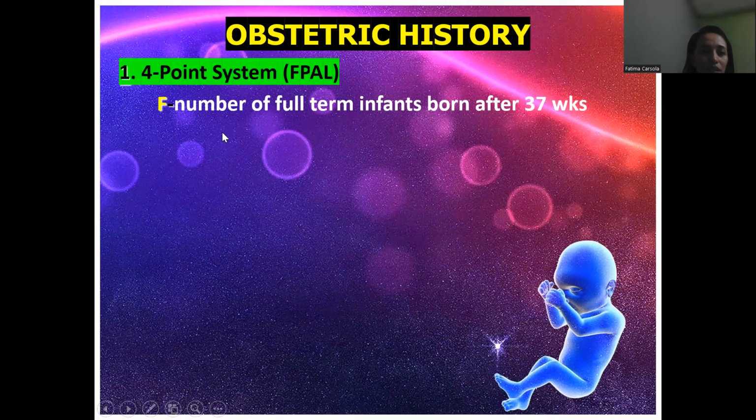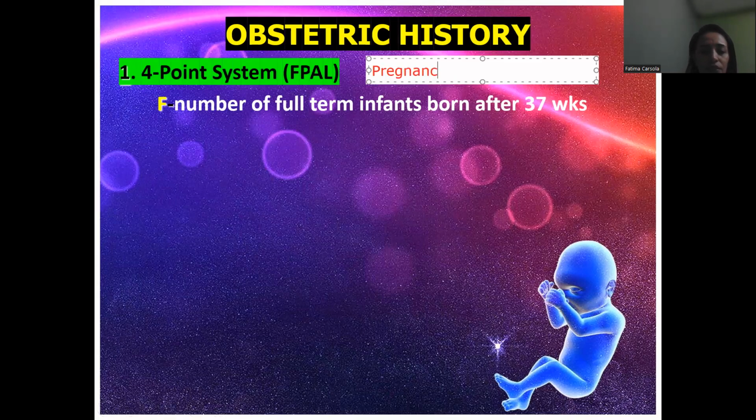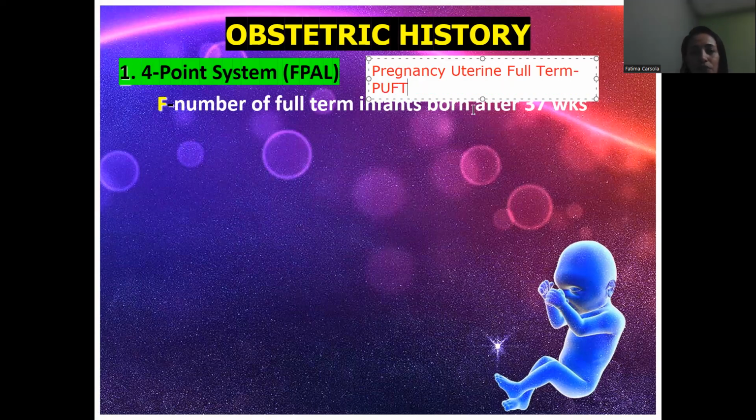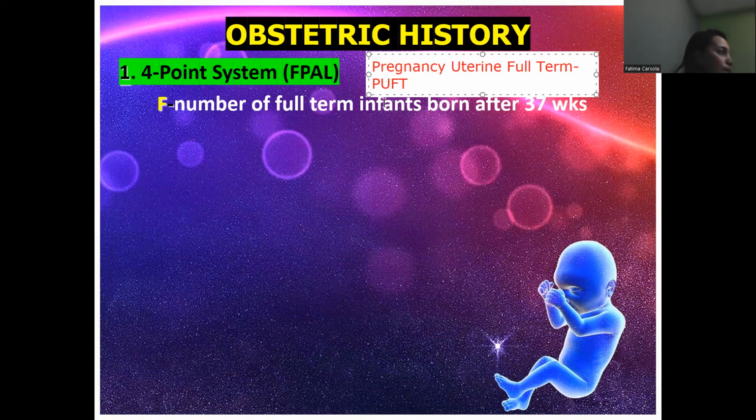When we say pregnancy uterine full term, we call that PUFT. You usually see this in the chart of your patients whenever you're having duty in the clinical area. So you have here the pregnancy uterine full term. These are the number of full term infants born after the 37th week of pregnancy.